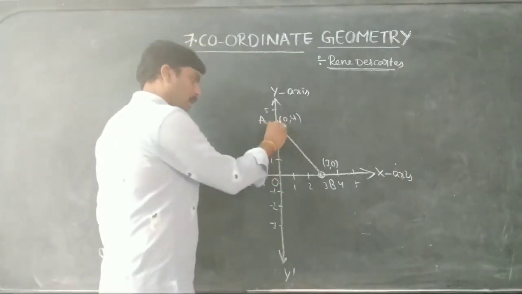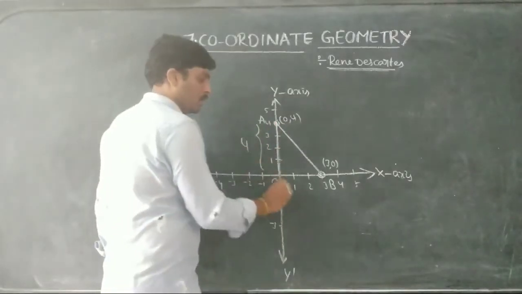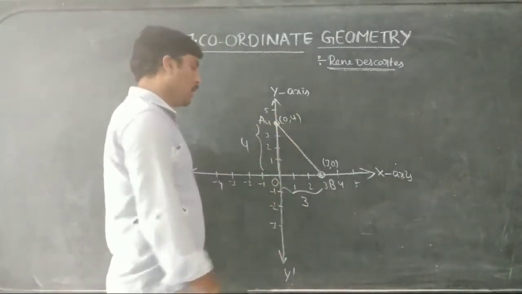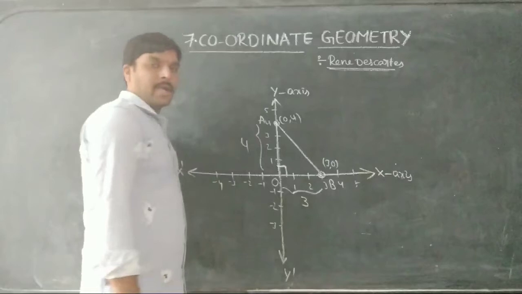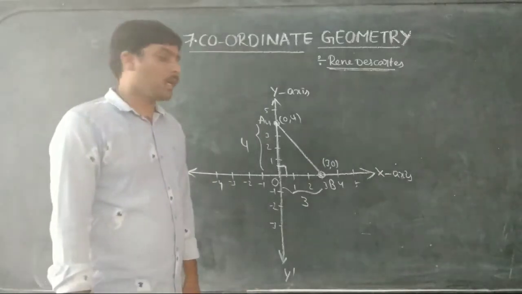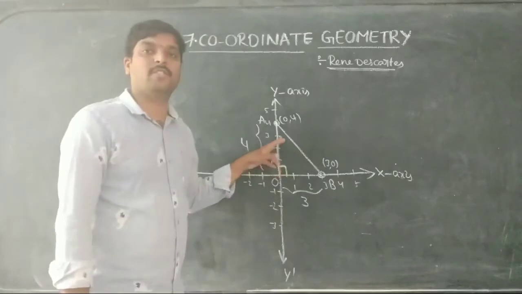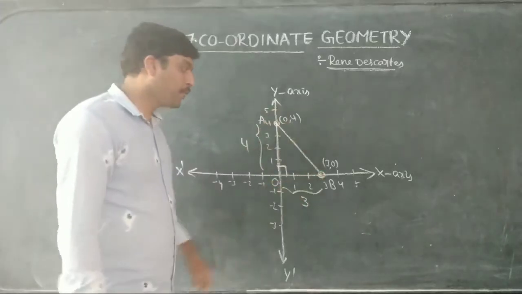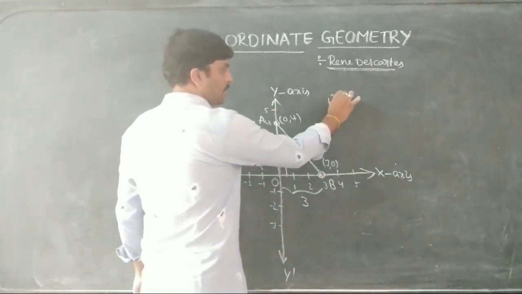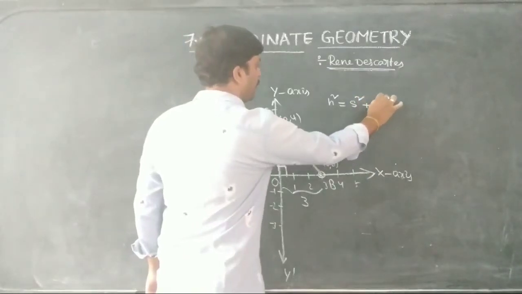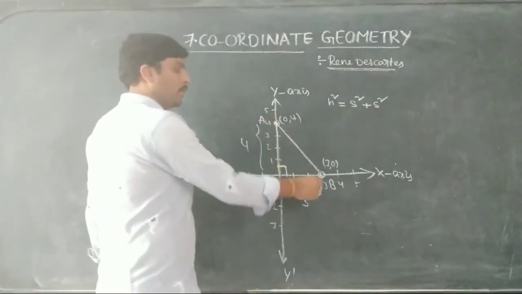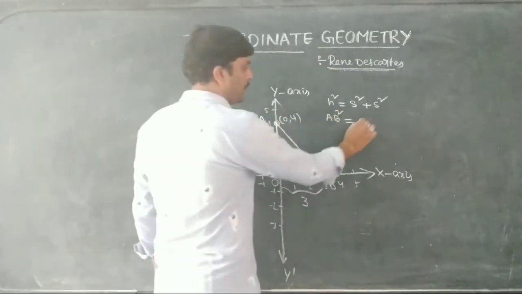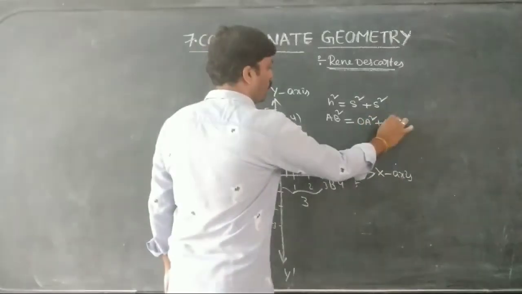Here to here, this distance is 4 units. From here to here, 3 units. What is the distance from A to B? You know that the x-axis and y-axis are perpendicular. In this triangle, which type of triangle is this? Right angle triangle. Now find the hypotenuse. We know hypotenuse square is equal to side square plus side square. We remember the Pythagoras theorem. So AB square is equal to OA square plus OB square.